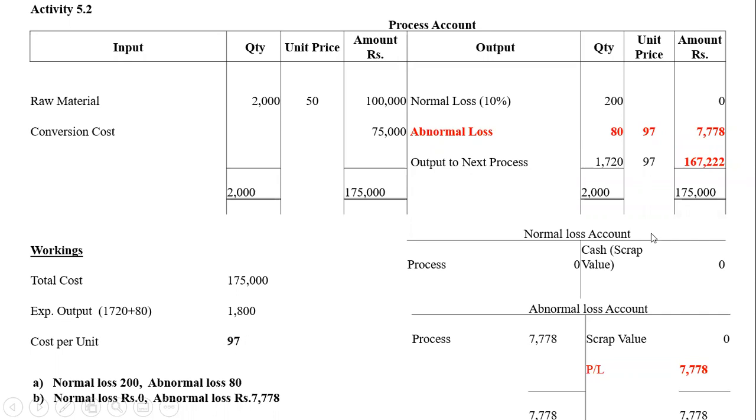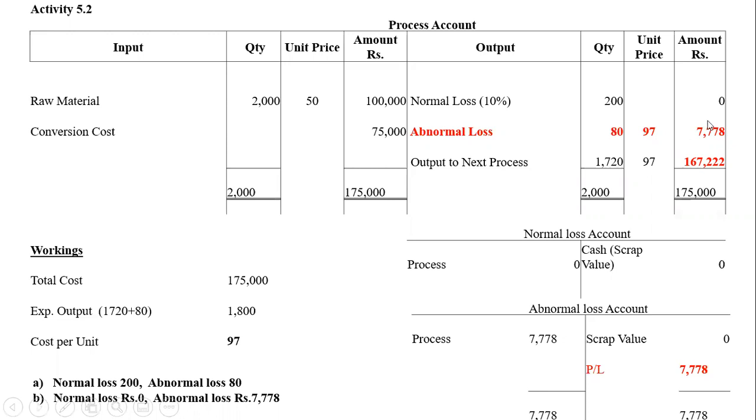So 97 is then used to split the total 175,000 into two. Output is this much, a simple calculation. Then 167,000 is transferred to finished goods. We do not know if this is only a single product or a process that goes to finished goods. Otherwise, this value would be the input value for the next process, process 2. This 167,000 goes here.